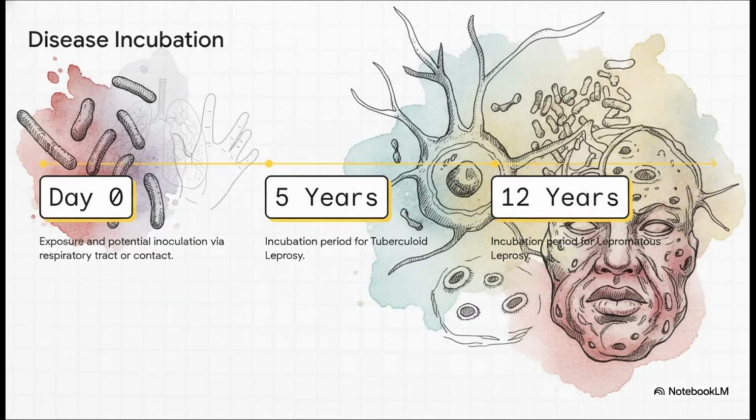And once that exposure actually happens, the timeline is just staggering. We're not talking about a quick 48-hour incubation period like a common cold. No way. If a patient develops the tuberculoid form of leprosy, the incubation period can drag on for up to 5 years. And for the lepromatous form, it can take up to 12 years for symptoms to finally show up after that initial exposure. That massive difference in time is entirely dictated by the host's immune response, which beautifully sets the stage for the different clinical forms of the disease.